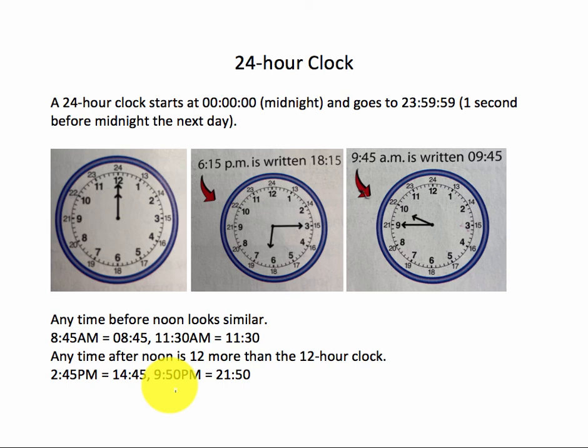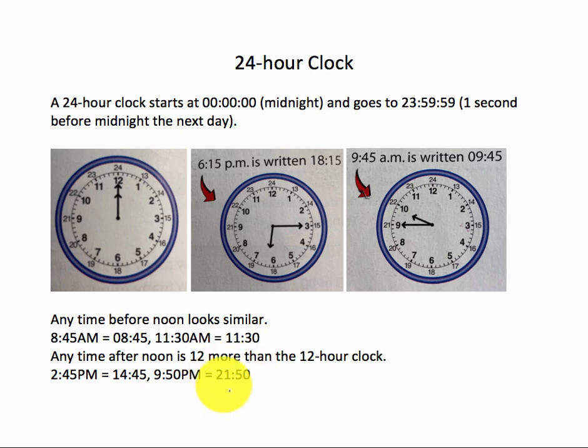So there is a quick trick for converting, say, 12-hour times into 24-hour times. All you need to do is add 12 to the hour. So 2 plus 12 is 14, or 9 plus 12 is 21. And you can also use that method for going backwards. If you have the 24-hour clock and you want to know what that is in a 12-hour clock, then just subtract 12 from the hours.